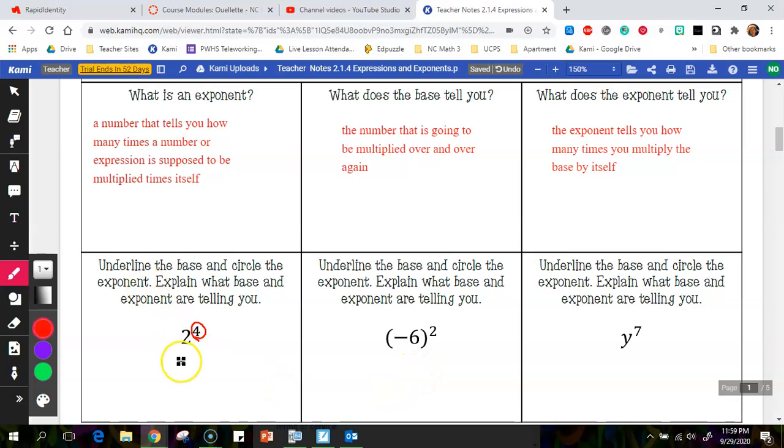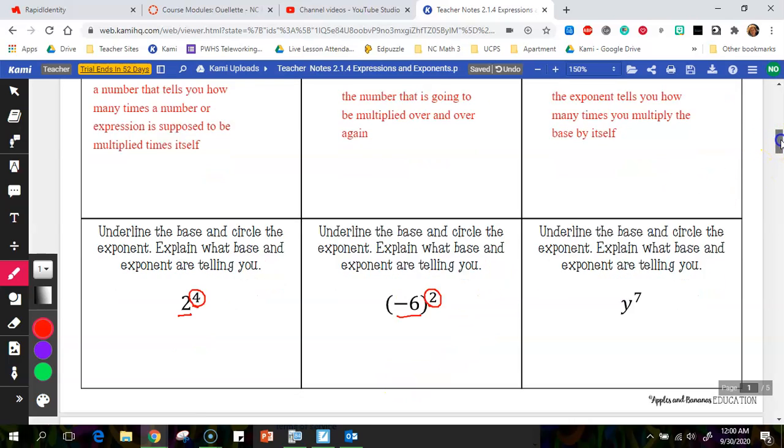Oh, I'm sorry. I'm not reading the directions. Sorry. Let me undo that. Okay. It says underline the base and circle the exponent. So here's the base and here's the exponent. Underline the base, circle the exponent, and then explain what the base and exponent are telling you.